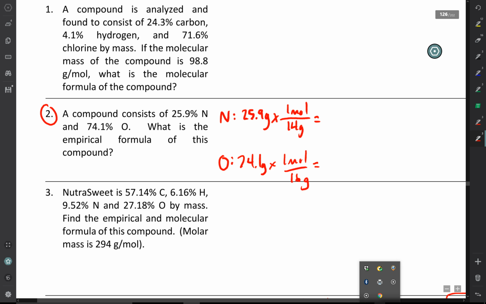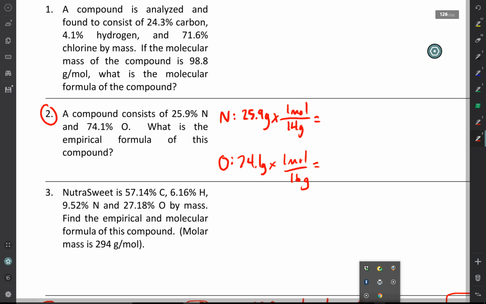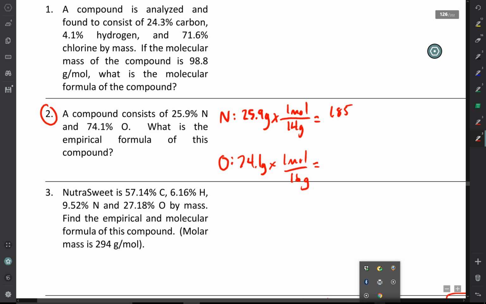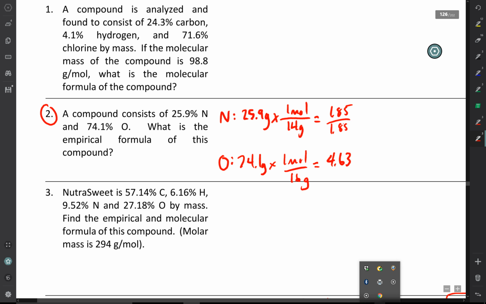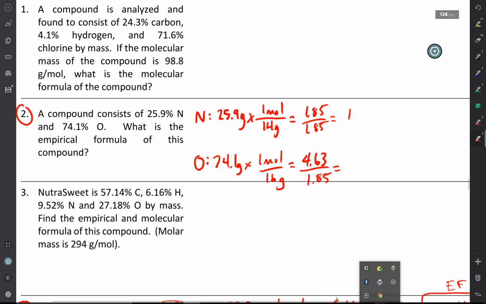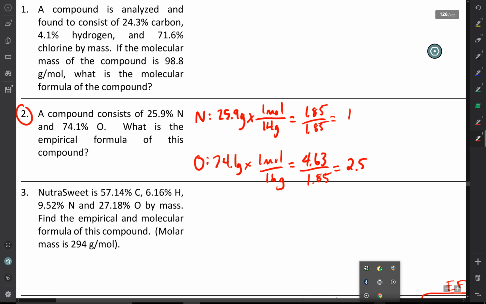And some people like to just kind of go all the way through with one element before they get to another. I'm not particularly picky about what you do. Just make sure that you're showing your work. I get 1.85, and I get 4.63. Of course, these are moles. I need to get a 1 to something ratio. And the way I'm going to do that is by dividing by the smaller of the two numbers in this case. 1.85 divided by itself is 1, and 4.63 divided by 1.85 is about 2.5.